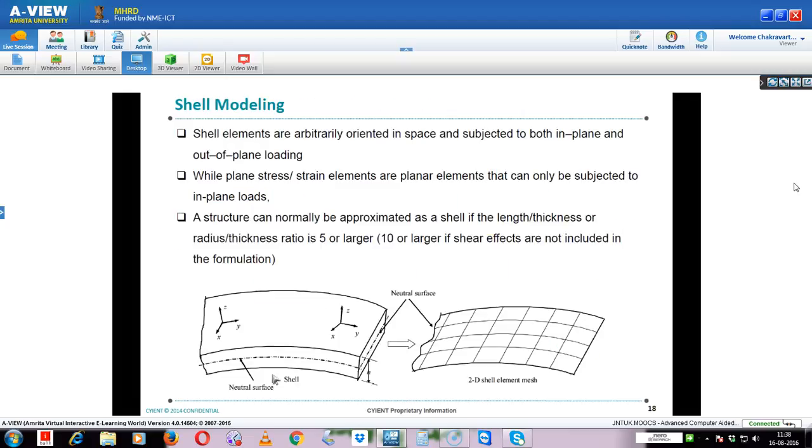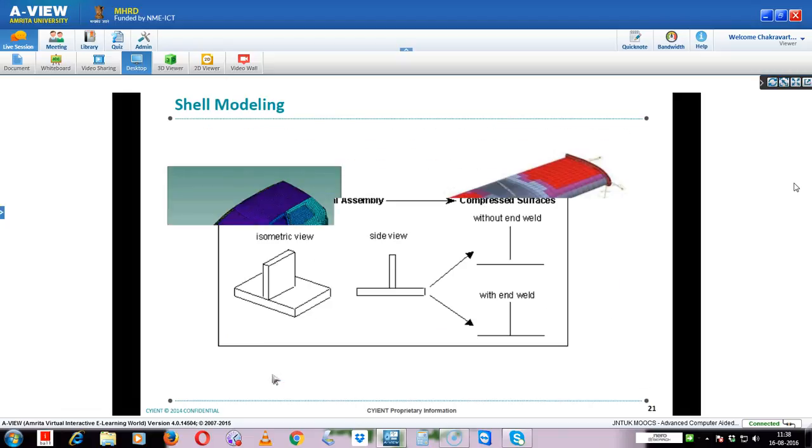So this completes symmetric modeling, and then comes shell modeling. In stress analysis, one of the important modeling techniques we need to understand is shell modeling. Shell modeling is used extensively in stress analysis in various locations. So let us see what the locations are.